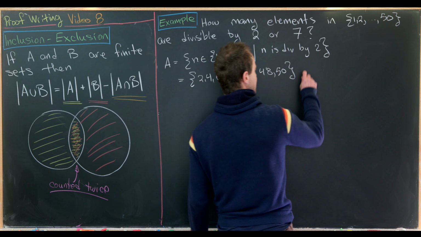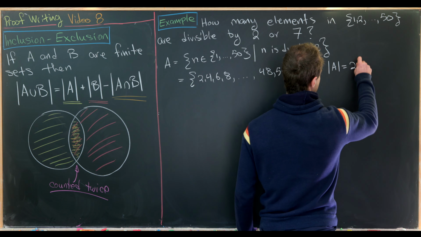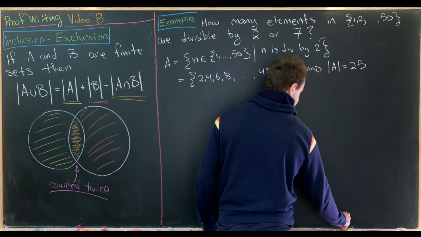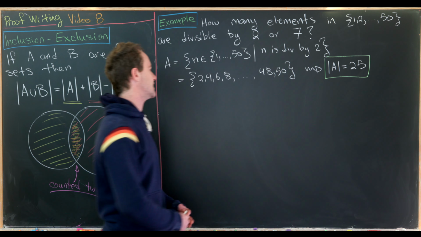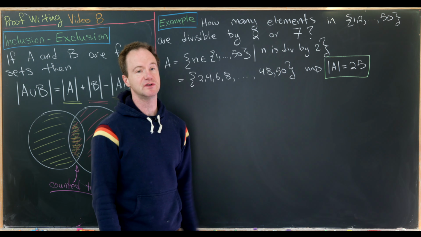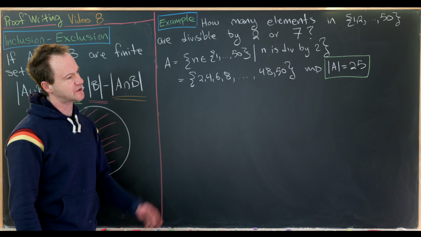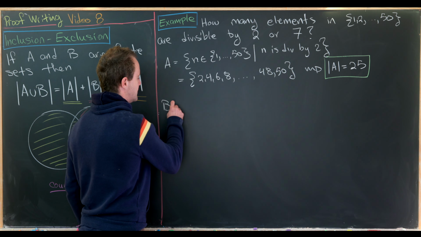But how many of these are there? Well, I think it's pretty easy to count up that the cardinality of A in this case is simply 25. You can count that very easily as saying that this is 2 times 1, 2 times 2, all the way up to 2 times 25. So really we're just counting 1 to 25. Now let's look at B.